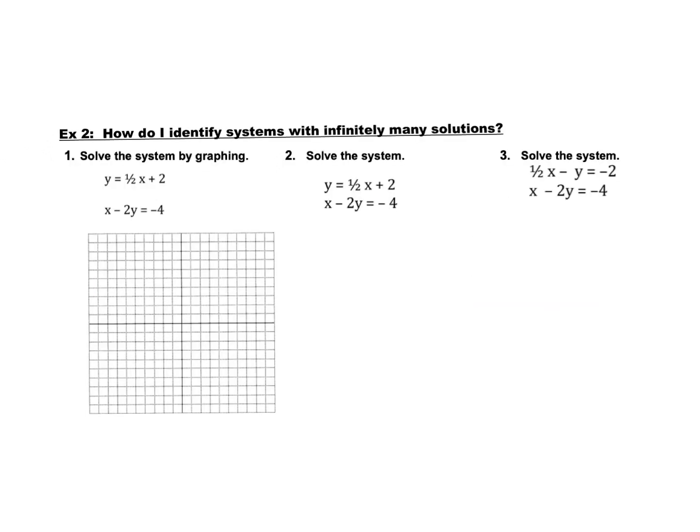All right, example number 2: how do I identify systems with infinitely many solutions? For the first one, we're going to solve this by graphing. The first equation is already solved for y. The y-intercept is 2, so we'll start on the 2. From there, we're going to do our positive 1/2 slope, which means we go up 1 over 2. I'm going to do it one more time so I can make sure I get a nice straight line.